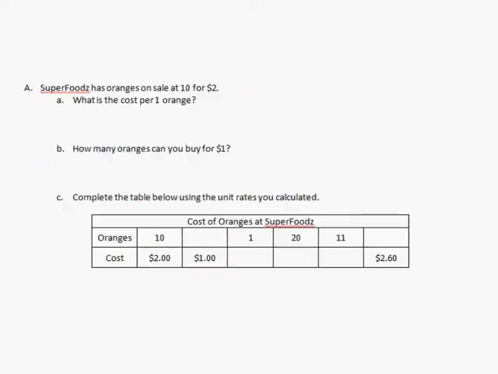Check out our first example. Superfoods, some random food store, has oranges on sale at 10 oranges for $2. What does it cost per 1 orange? Since it's for 1 orange, we divide by oranges. Oranges goes on the outside. 2 divided by 10. 10 does not go into 2. Goes into 20 2 times, which is 20, no remainder. So the cost per 1 orange is 20 cents.